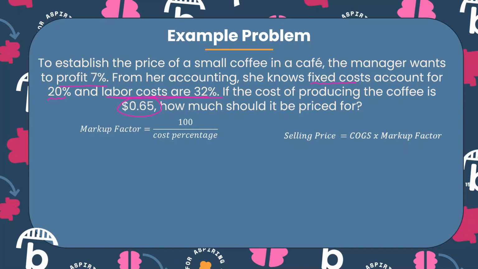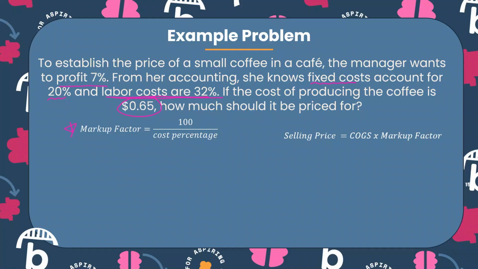And we're told the cost of producing the coffee is 65 cents. That's not just the food cost alone. That 65 cents is already including everything it takes to make the coffee. The ingredients, the labor to prepare it, and the share of fixed costs like, say, rent or electricity. So this 65 cents is the total cost of goods sold, or COGS. It's the full input cost before profit is added. So when we're calculating the markup factor, we're asking what percent of the final price does this 65 cents represent? Once we know that, we can scale it up to get the full selling price, including the desired profit.